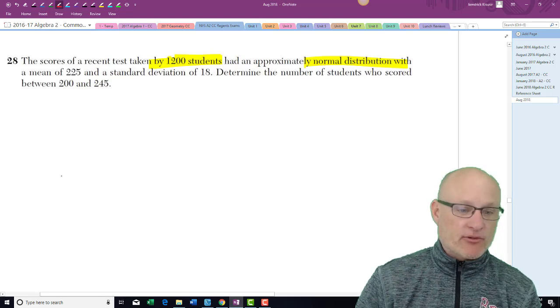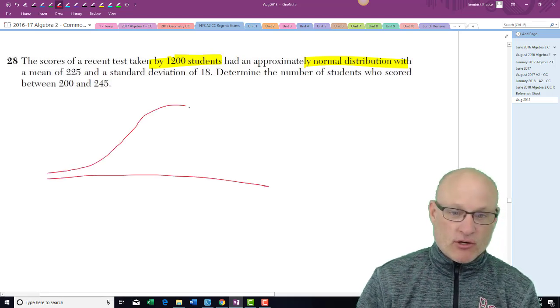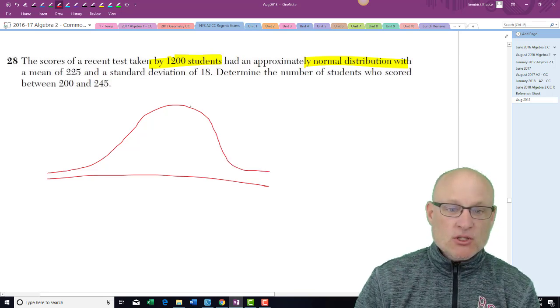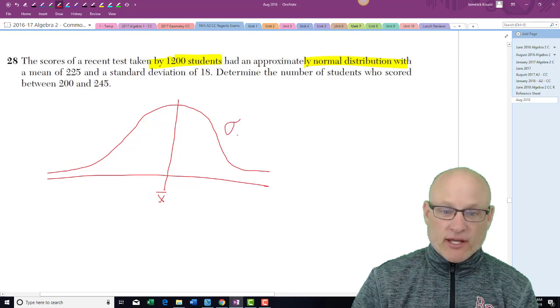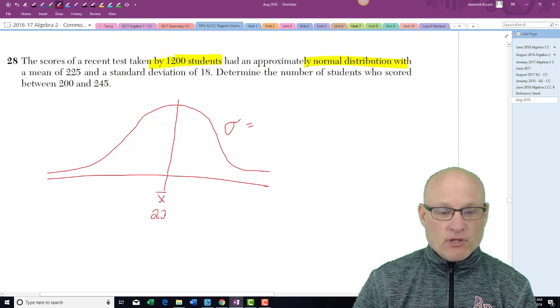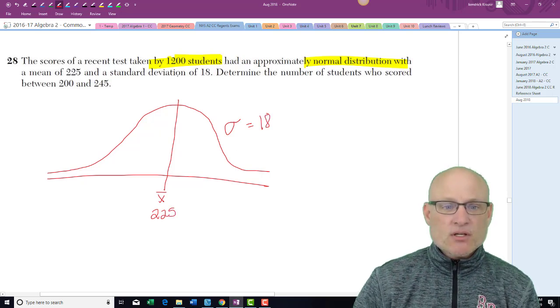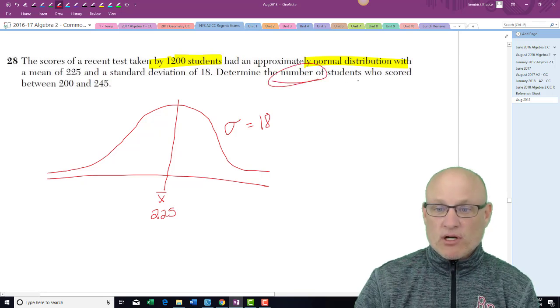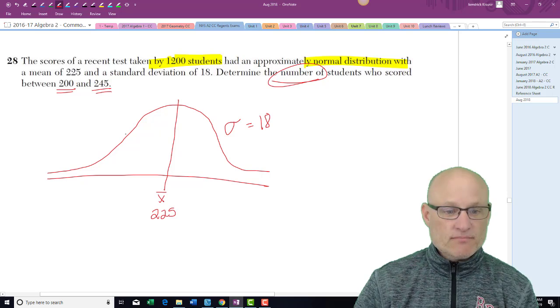All right, so we got the scores of the recent students taken by 1,200 students, normally distributed. Bam, I see it. I'm going to draw it right now. As soon as you see approximately or normally distributed, there you go. We know we're going to put mean here, x bar, whatever it is, and we're going to put our standard deviation here. All right, so what we got? We got a mean of 225 and a standard deviation of 18. Determine the number of students who scored between 200 and 245.